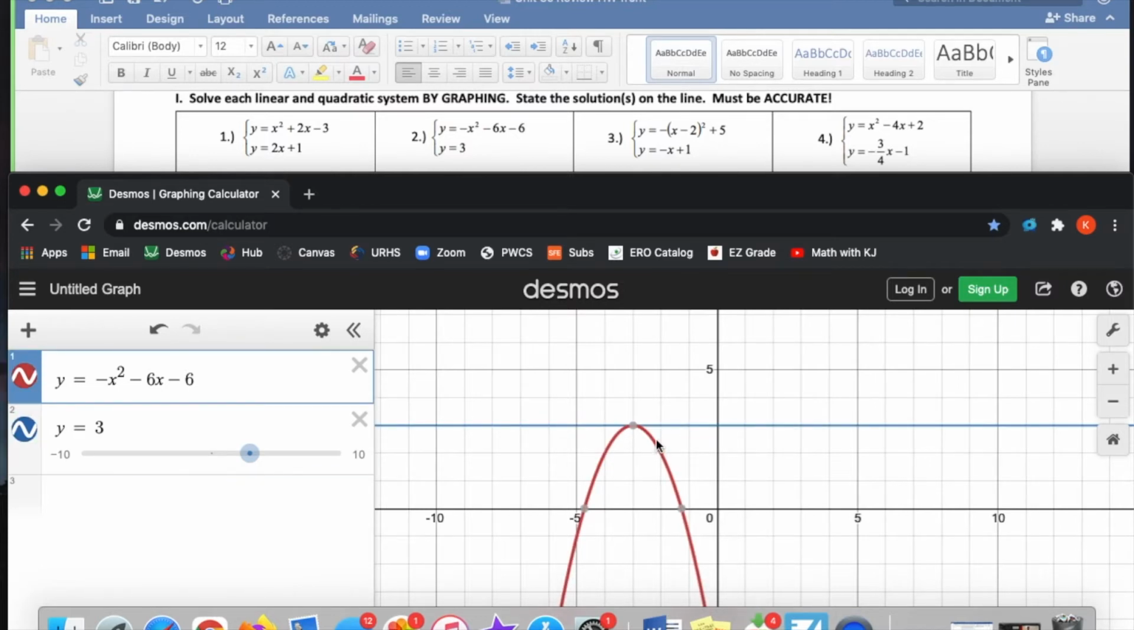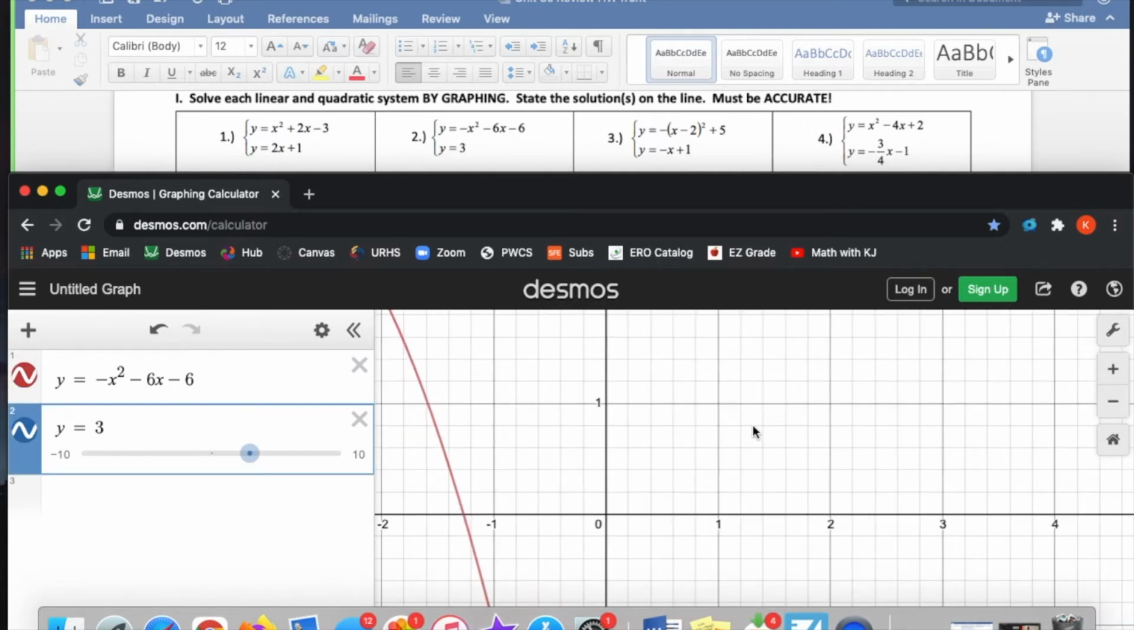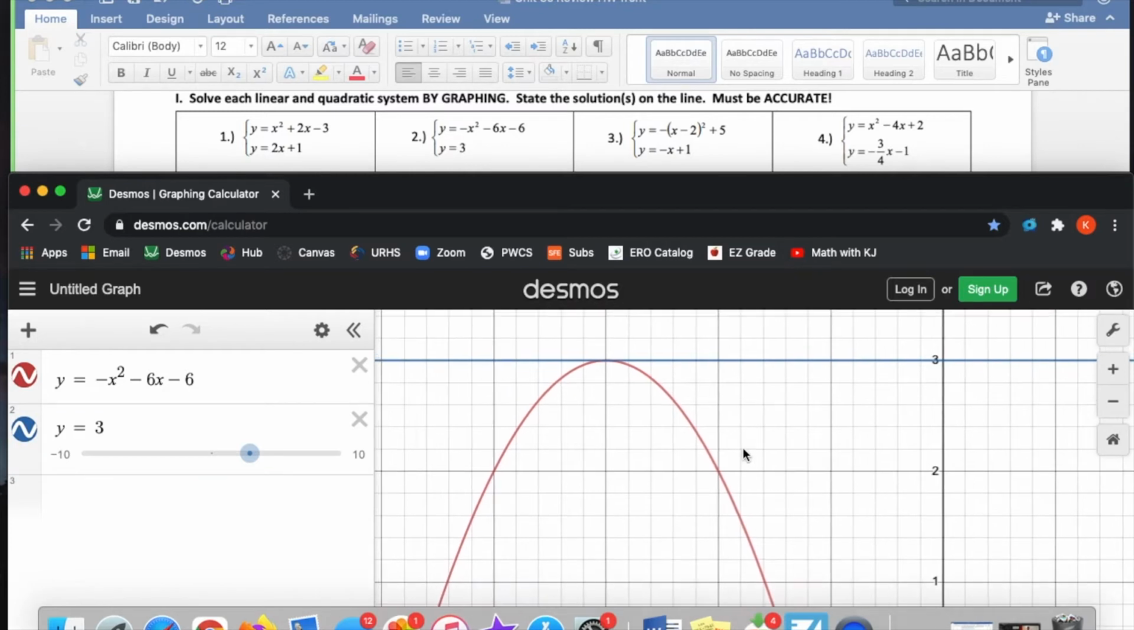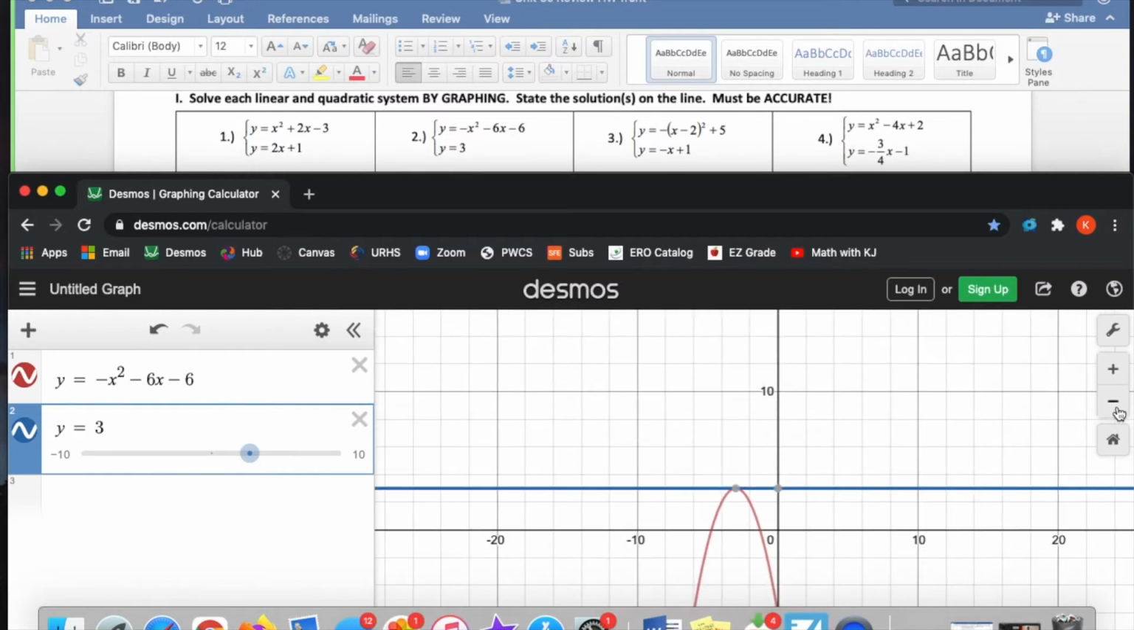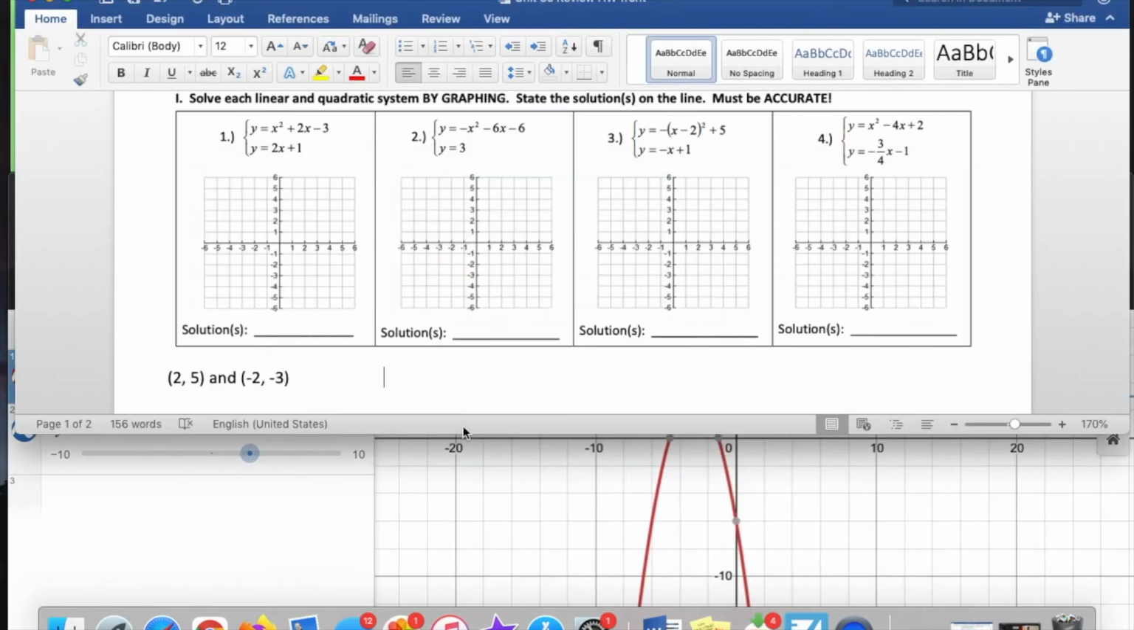And then my red line here, my parabola, right? If we zoom in a little bit, Desmos is highlighting this point for you right here as (-3, 3). Now again, if we zoom out, we see that obviously this is the only place where this is going to intersect. So this would be an example of one that has just one solution, (-3, 3).